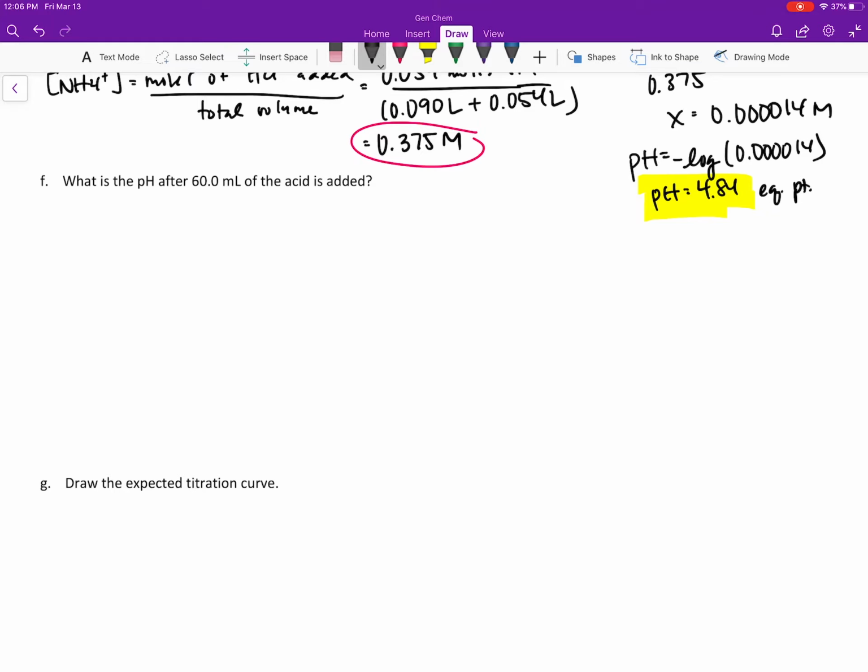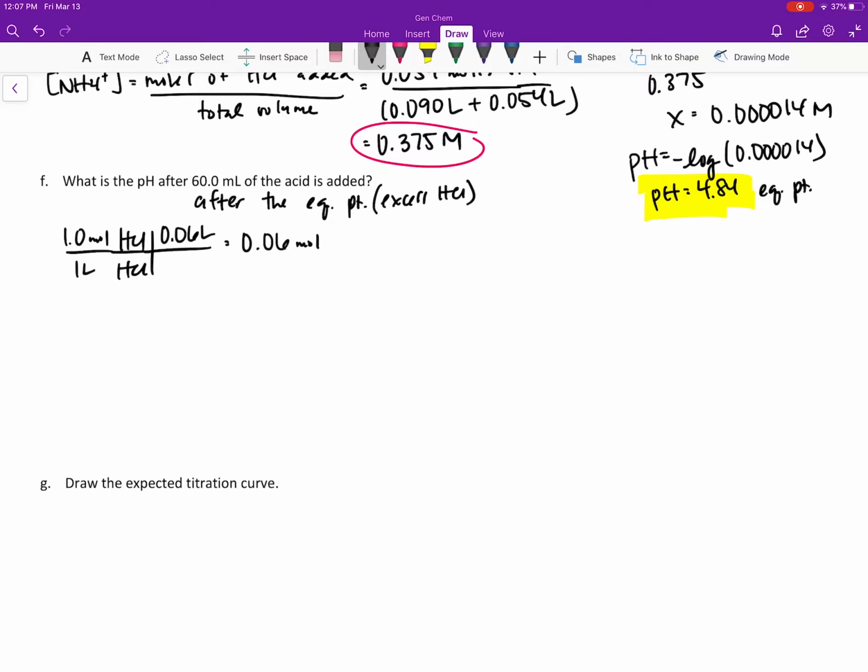So the last one that we're going to do on this video is what is the pH after 60 milliliters of acid is added. So this is after the equivalence point, because the equivalence point is 54 milliliters. So in this case, I'm going to have excess acid, and I need to know how much. At this point, I've added 60 milliliters. Because it's a 1 molar solution, the math is pretty easy, because the number of moles is equivalent to the volume we've added in liters.